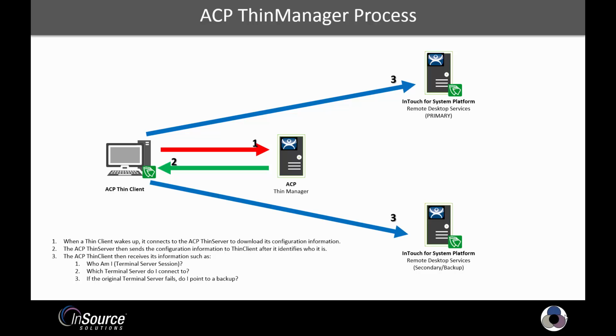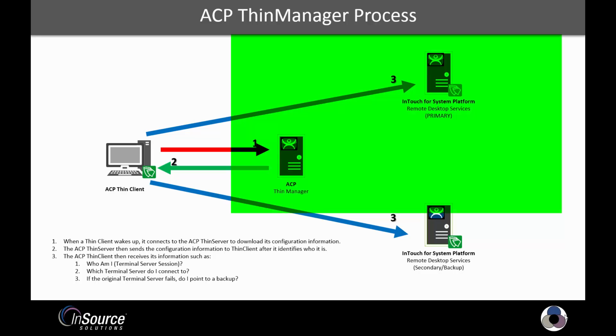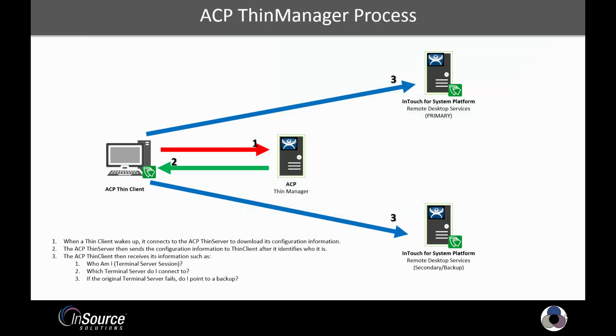So in essence, what happens is the thin client says, "Who am I? Which terminal server do I connect to? And if the original terminal server fails, do I point to a backup?" In this example, the answer is yes, I do point to a backup. Now, in many examples, the Thin Manager and the remote desktop server are one and the same. I separated them out to show you how the Thin Manager acts as a traffic cop, directing the thin client to communicate to its dedicated terminal server or servers.